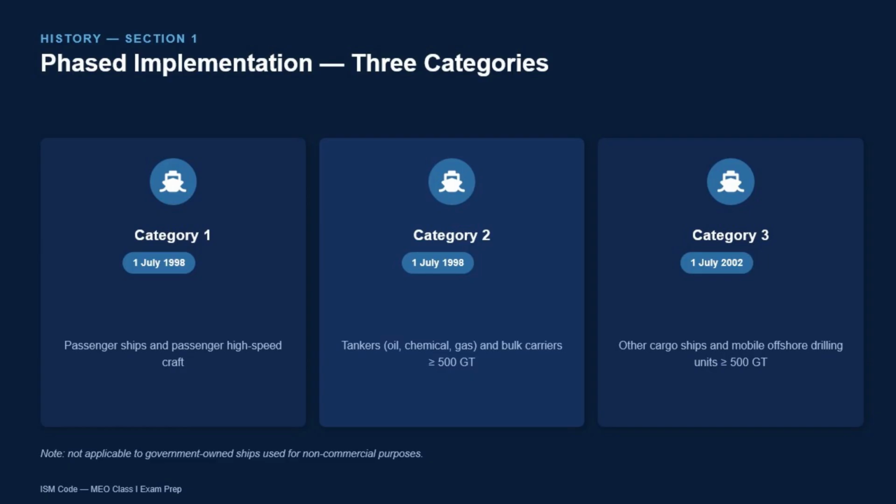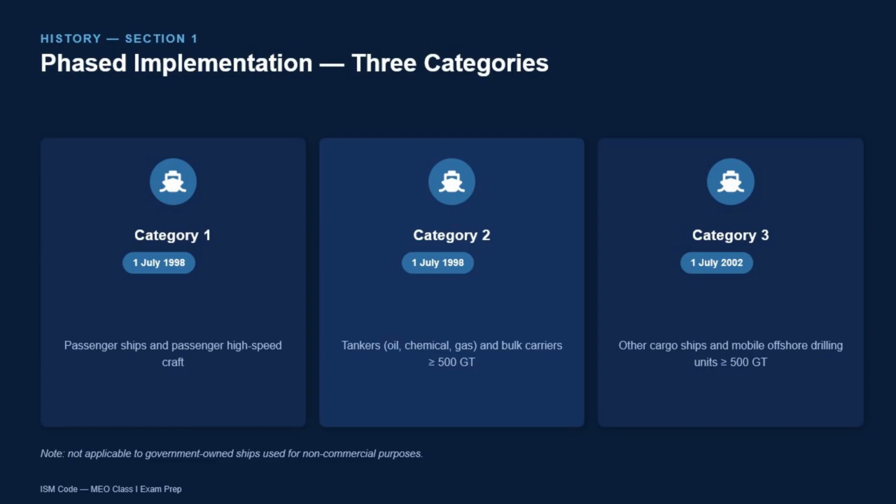Slide 6. Phased implementation. Implementation of the ISM Code took place in 3 phases. Phase 1 came into force on the 1st of July 1998 and covered passenger ships and passenger high-speed craft. Phase 2 also came into force on the same date and included tankers carrying oil, chemicals, or gas, as well as bulk carriers of 500 gross tonnage and above. According to the ISM Code, a bulk carrier means a ship which is constructed generally with single-deck, topside tanks and hopper-side tanks in cargo spaces, and intended primarily to carry dry cargo in bulk.